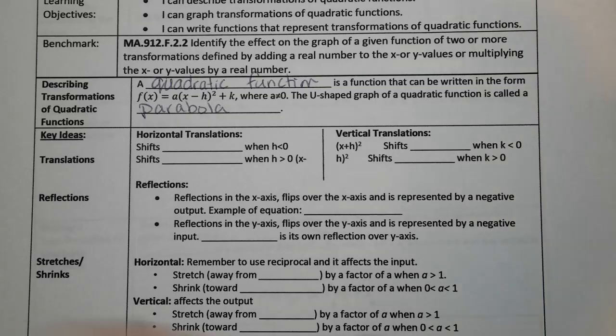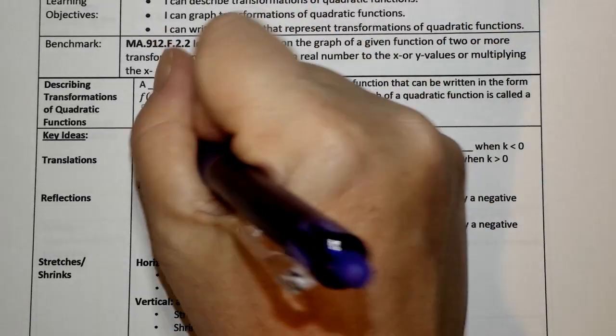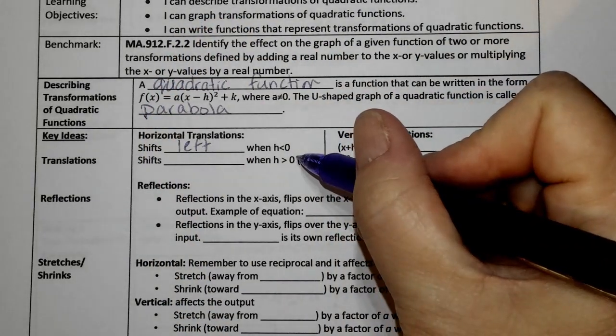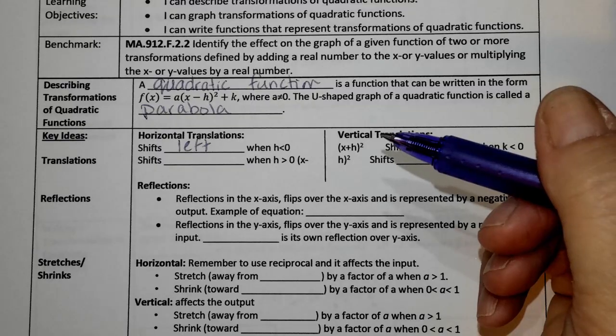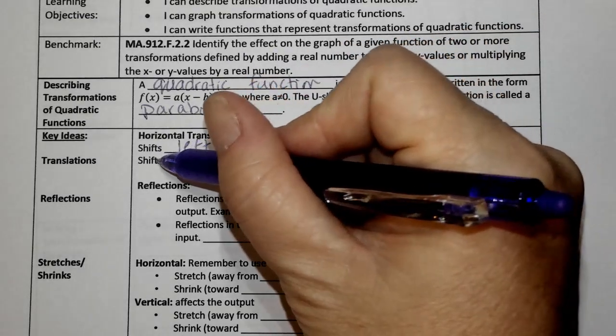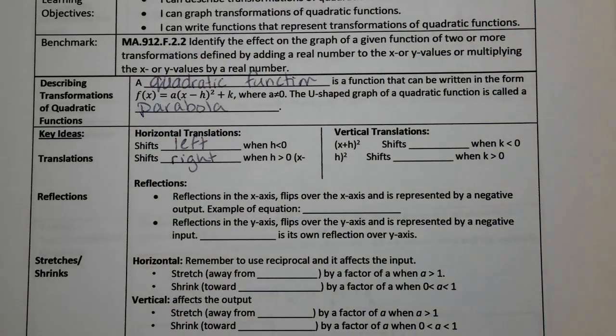Okay, so when we have a horizontal translation, it shifts to the left when h is less than 0. So you could also say when your inside is adding. All right, it shifts to the right when h is greater than 0.